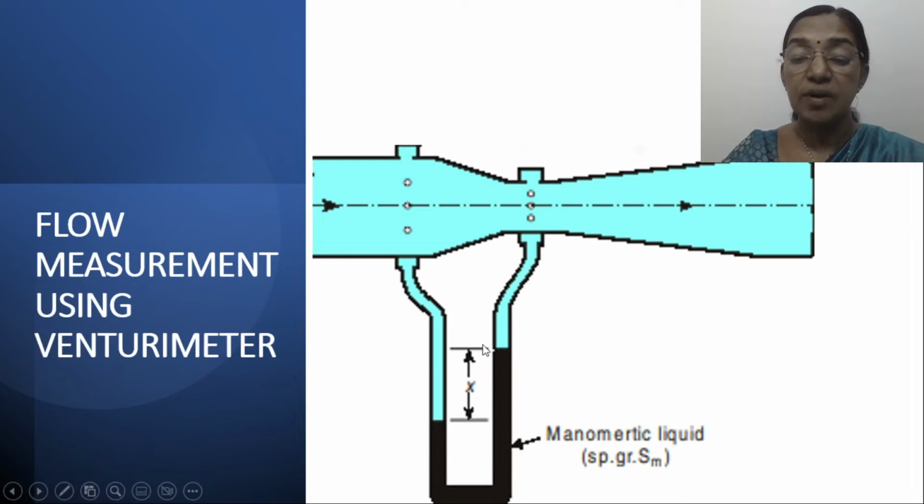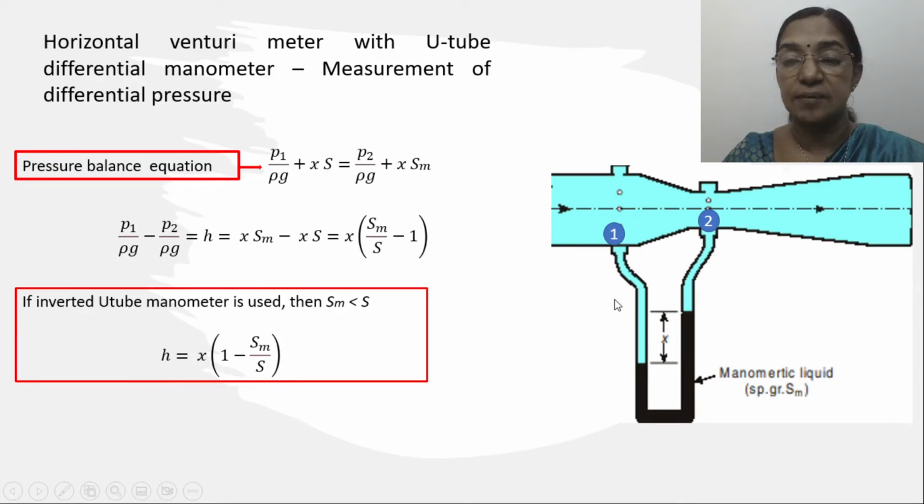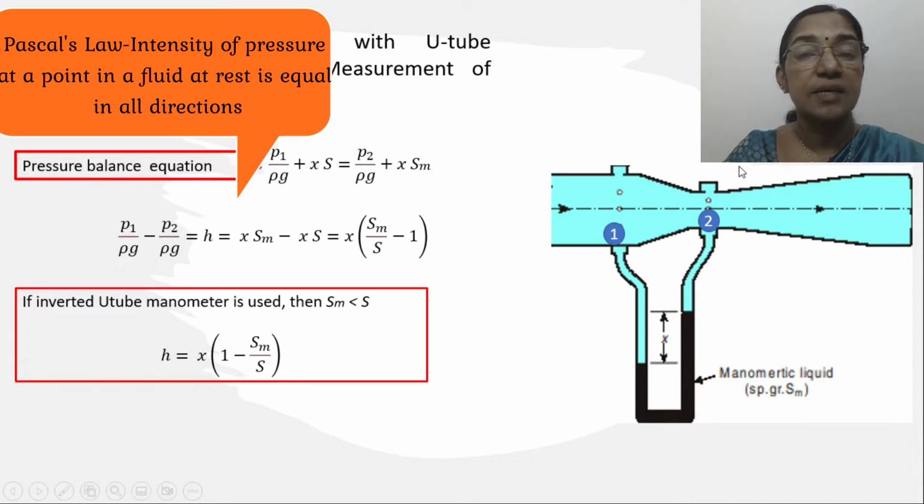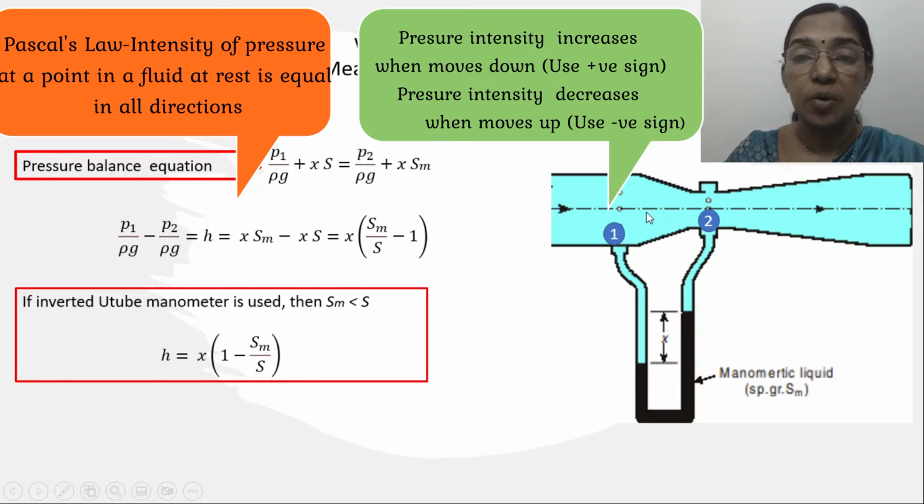So how to convert this deflection into pressure head, that is discussed in the next section. The difference of pressure between these two points can be determined by writing the pressure balance equation. The principles used for writing this equation are Pascal's law and the sign concept.